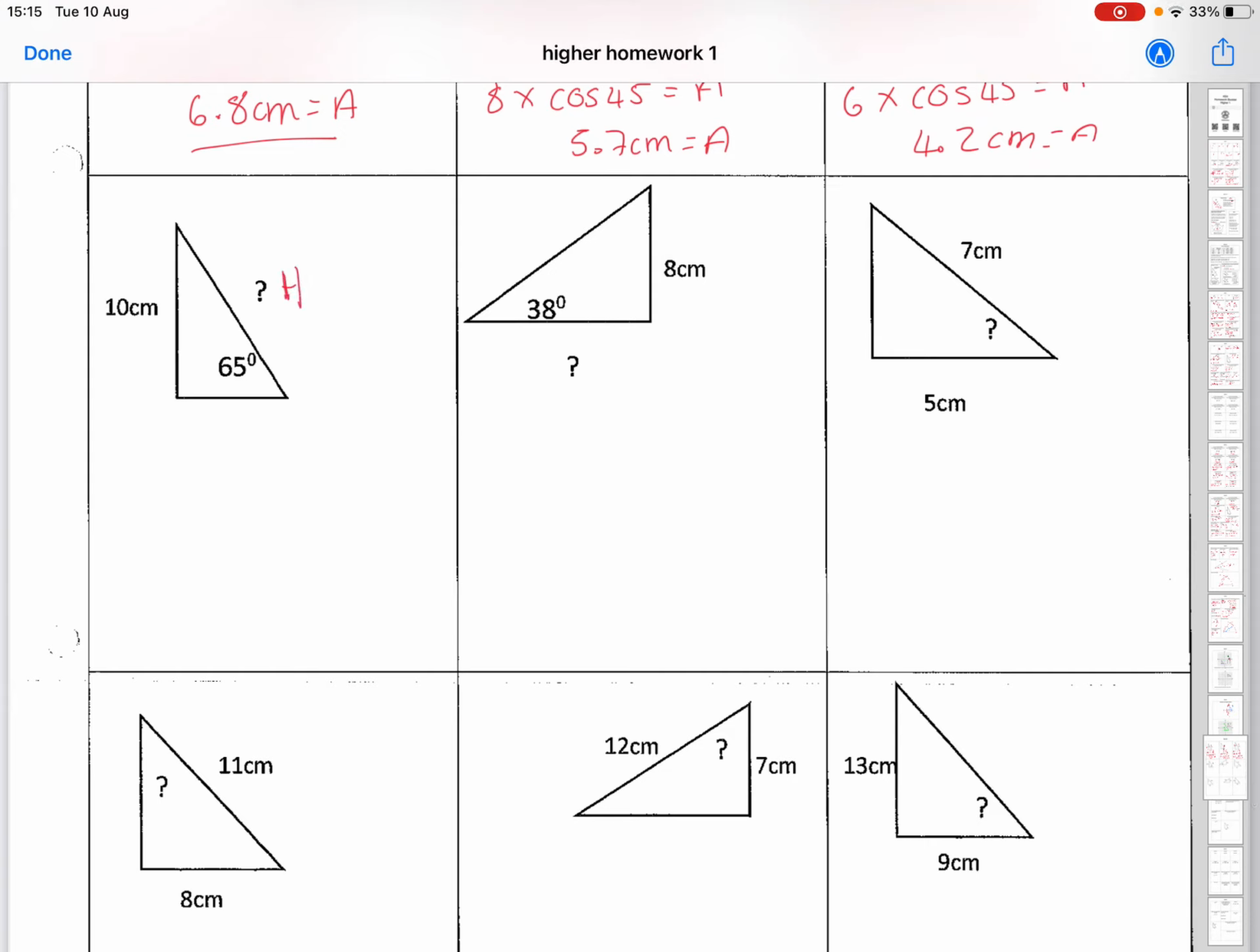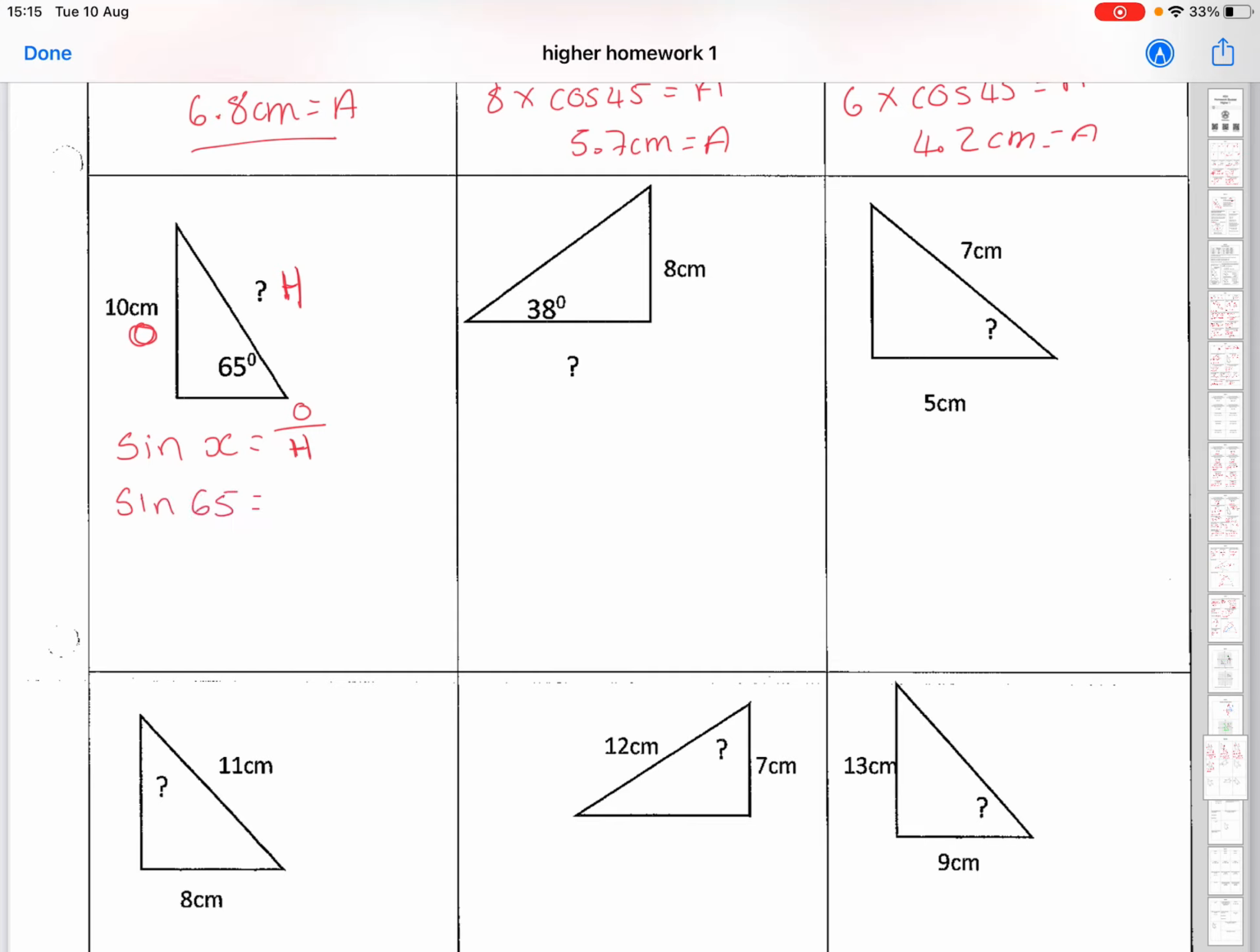Right, next one. We've got our angle 65. We've got the hypotenuse, which we need. We haven't got that, but this time we've got our opposite. We haven't got cos, so sine is our first one. So we've got sine of our angle x, which is O over H.